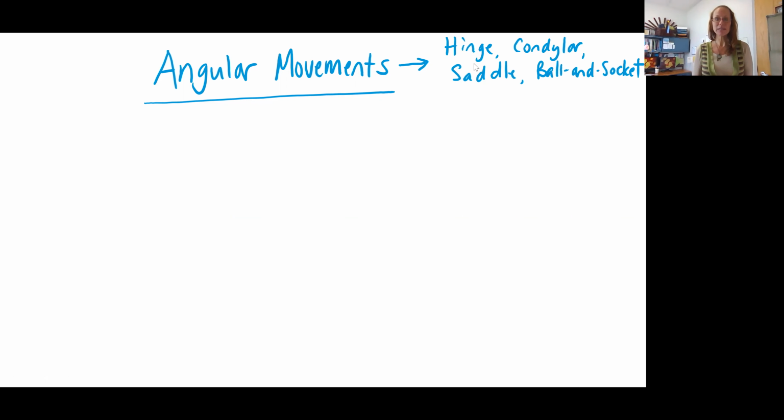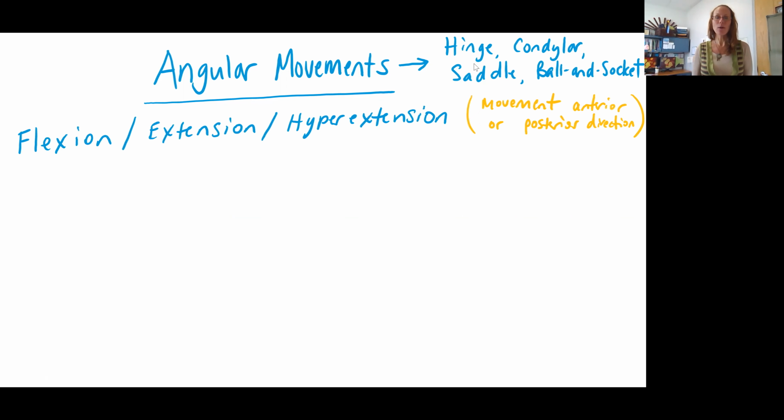And these are movements that can occur at hinge joints, condylar joints, saddle, and ball and socket joints. So our angular movements include what are described as flexion, extension, and hyperextension. Now these are movements that are in the anterior and the posterior direction, okay? Now our term flexion means to reduce the angle. So we're gonna reduce the angle.